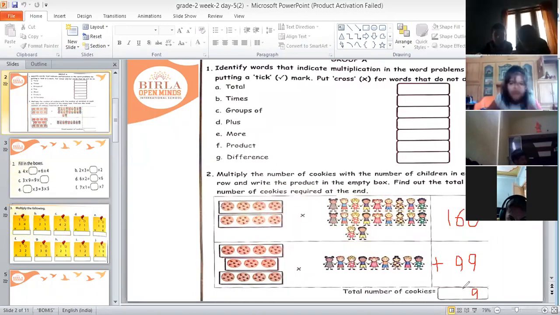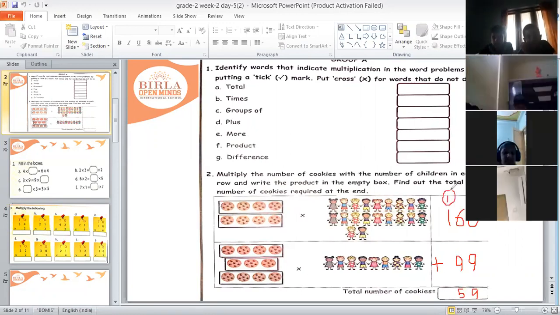Tell me. 18, no. Show me your 6 fingers, Kartika, quickly. 15, ma'am. Yes, 9 plus 6 is 15. So we will write here 5, and 1 will go as carry over. We'll write this 1 here as carry over.